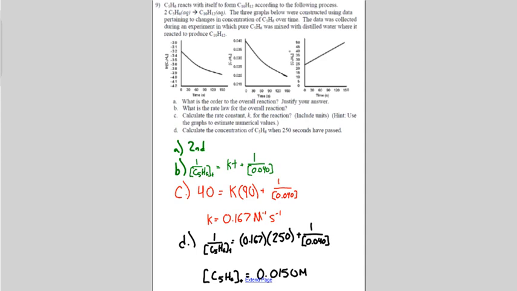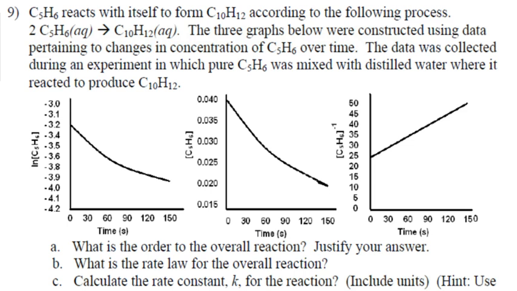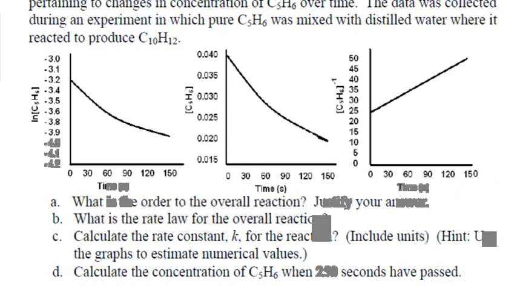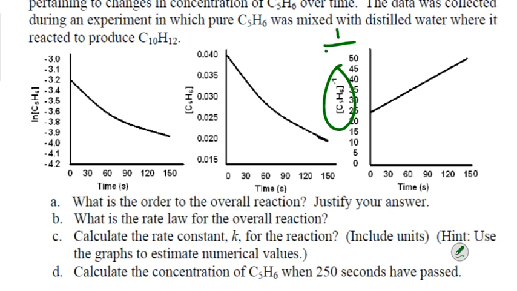And with the magic of editing, there's all of our fun answers. So let's zoom in and look at this a little bit. First thing, what is the order for the overall thing? Well, I know the order for the overall thing simply based off of that, since it's concentration in the first, which is the same thing as saying 1 over concentration. That has to be second order.